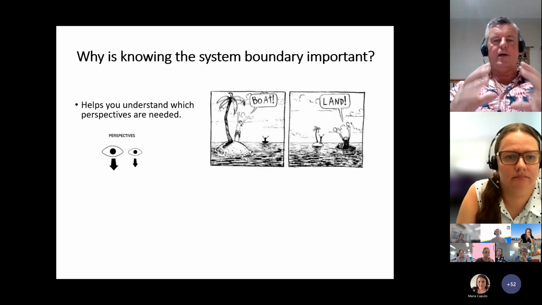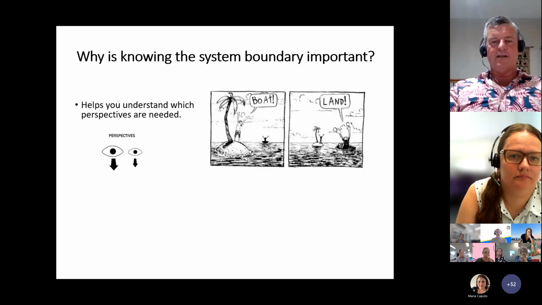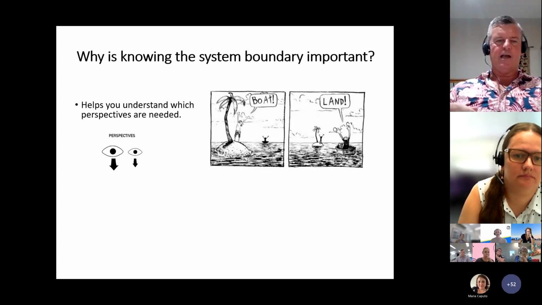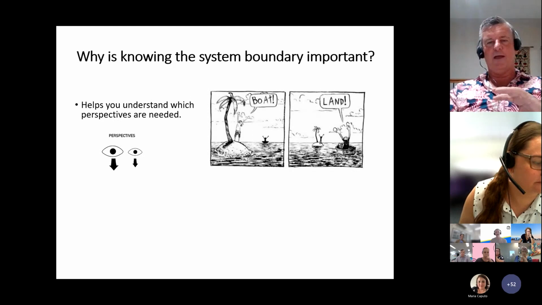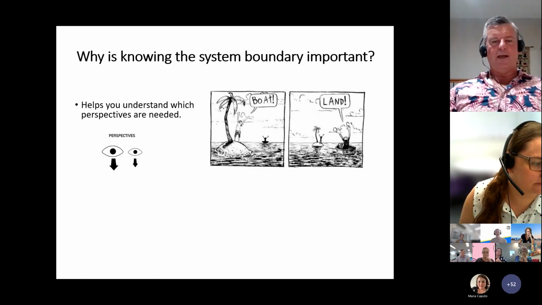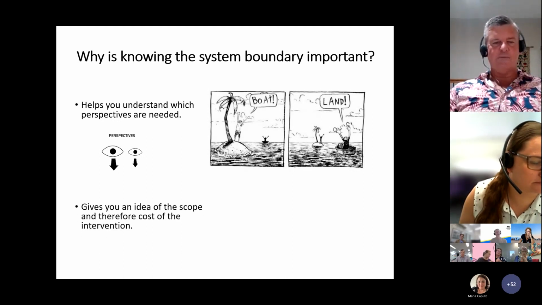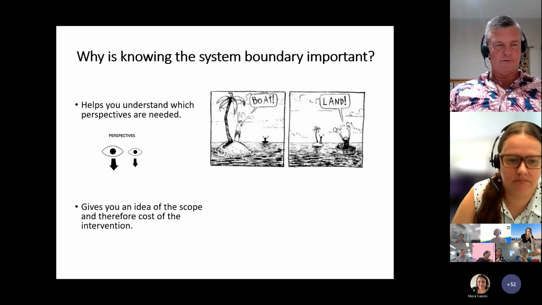And the thing I like about this particular cartoon is the reality we see every day. Different people can look at exactly the same circumstance and see a completely different context, just like this castaway on the island versus the man on the boat. Each of them sees exactly the same situation, but in a completely different way.